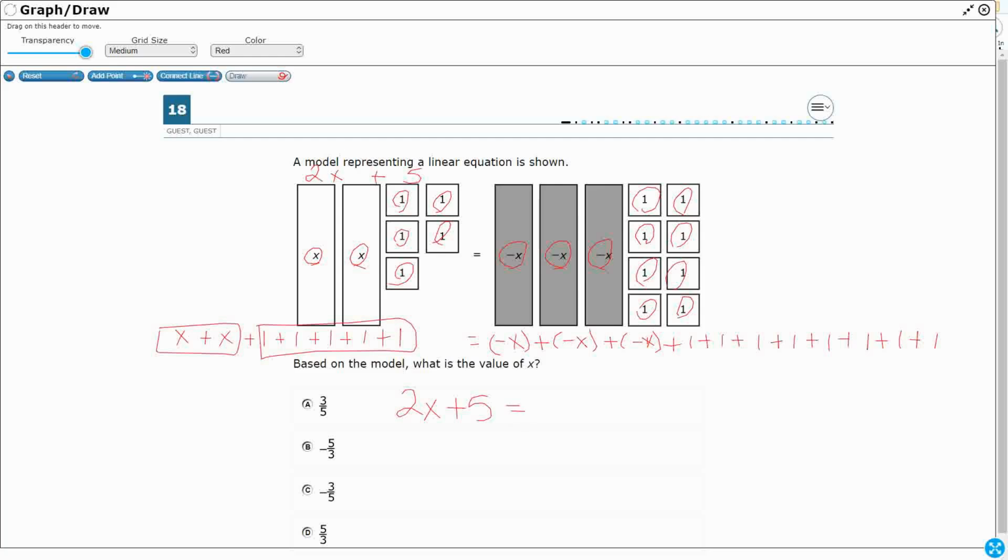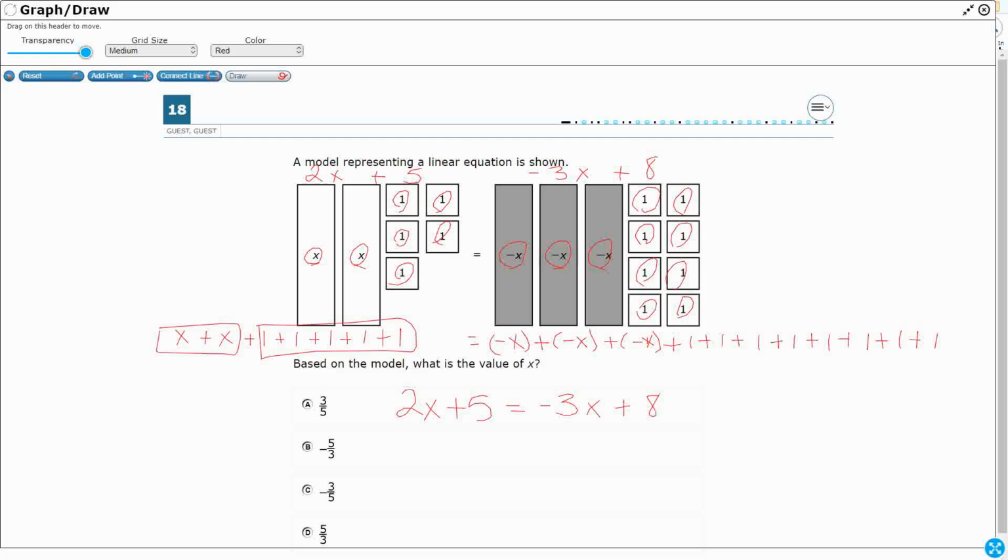I've got negative x plus negative x plus negative x. How many negative x's do I have? I've got 3 negative x's, or negative 3x. And then I've got plus 1 eight times, 8 ones, right? That's going to equal positive 8. Now we have an equation we can solve for x.